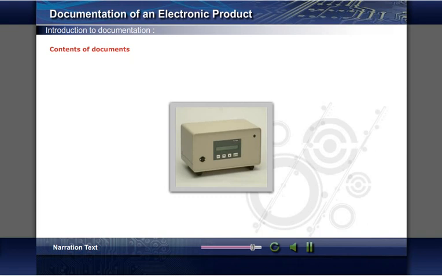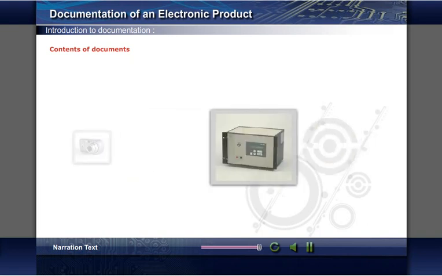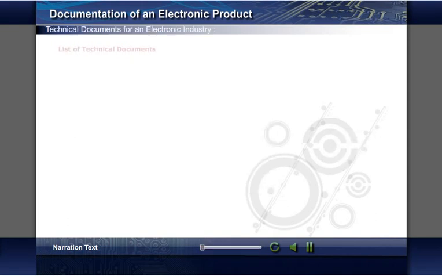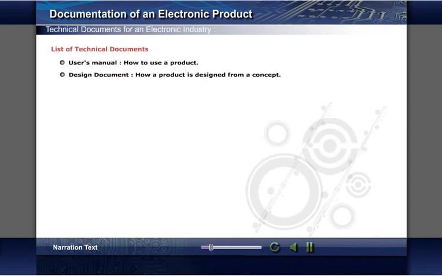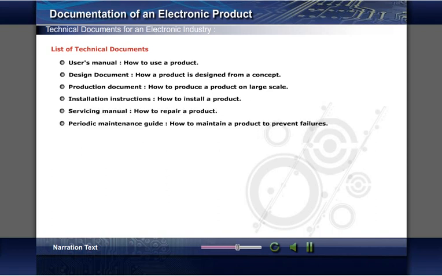During the course, simple tips about documentation related to an electronic product are revealed. Technical documents, generally used in the electronic industry, are listed on the screen. The minimum required can be identified as the user's manual, the design document, and the production document.